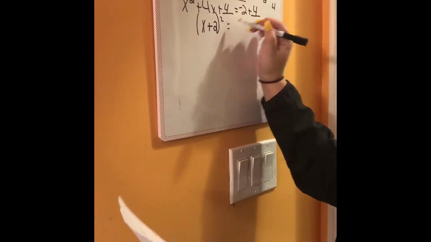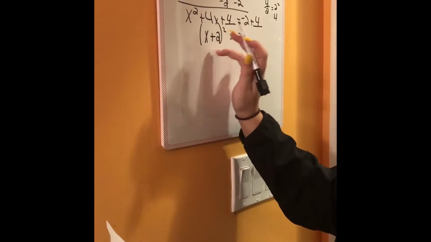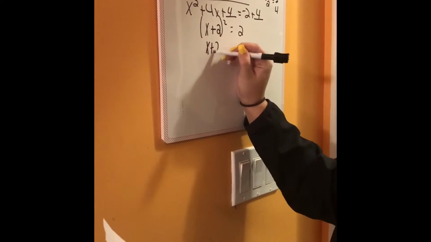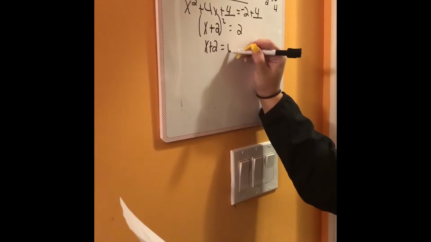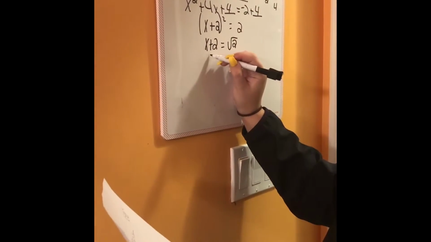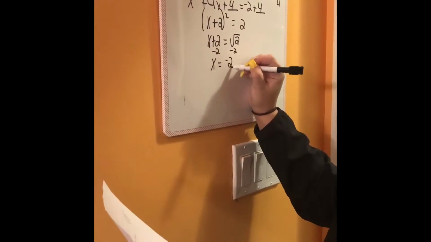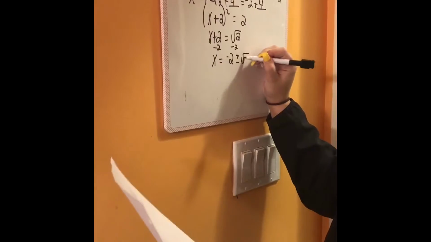squared equals 2. Then the x plus 2 falls out of the parentheses, and then it's square root of 2, and then I'm going to subtract 2 from both sides. It'll be x equals negative 2 plus or minus square root of 2.